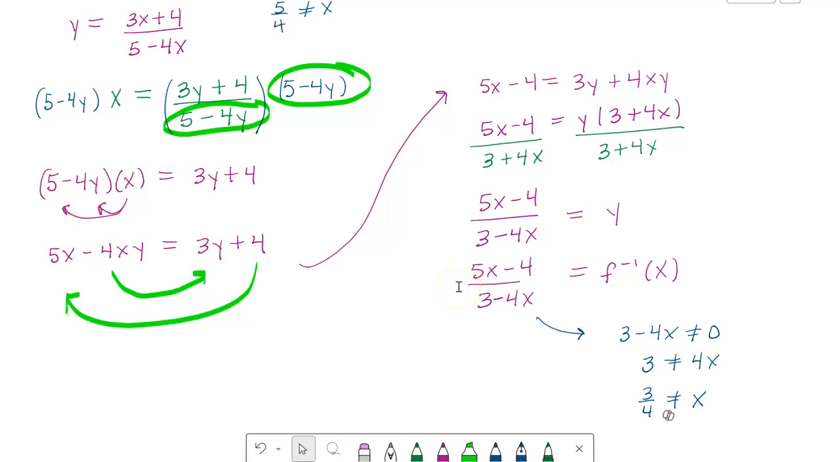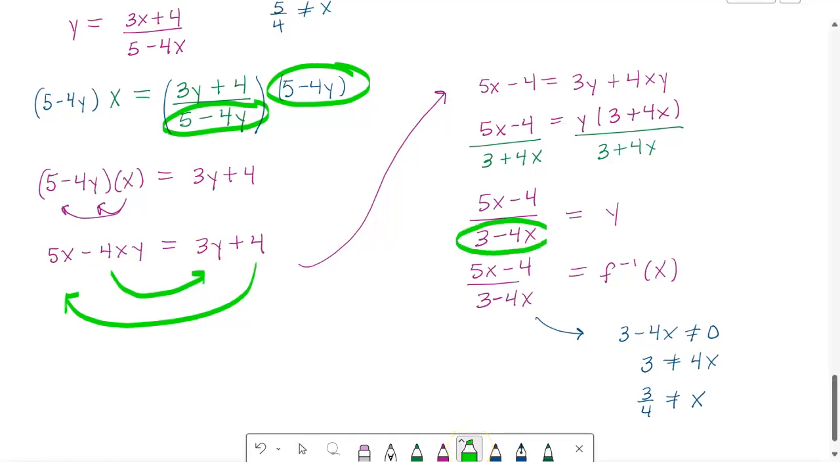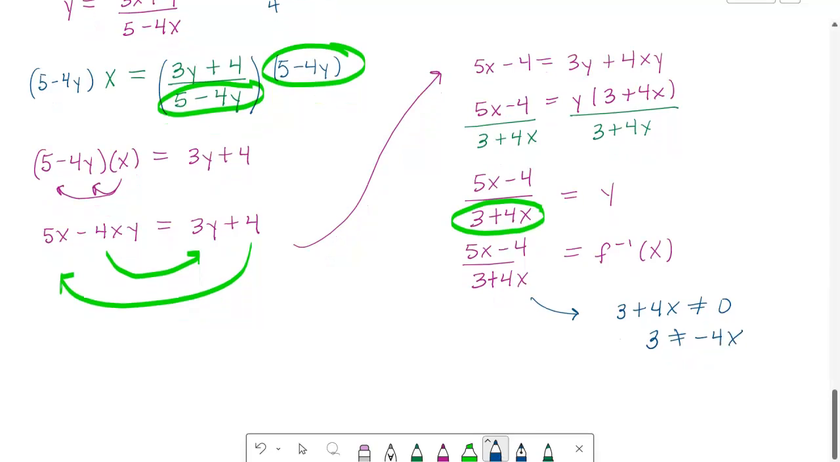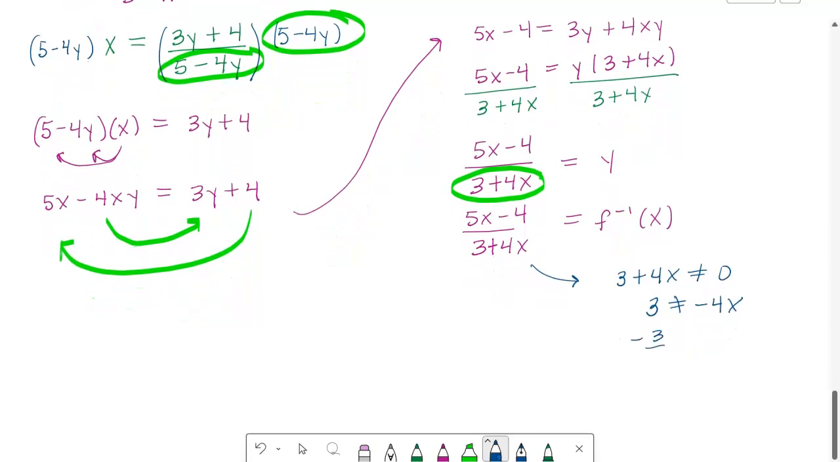All right, before we go, I see a small error that I have here. Right here, I changed the plus to a minus. So let's go back and fix that. This should be a plus. This should be a plus. And so it's messing up our domain here. Let's do this again. 3 plus 4x cannot be equal to 0. So 3 cannot be equal to negative 4x. And so I should get a negative 3/4 not equal to x.